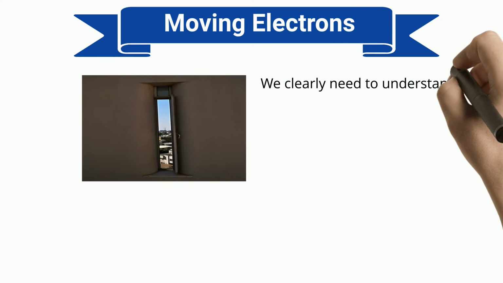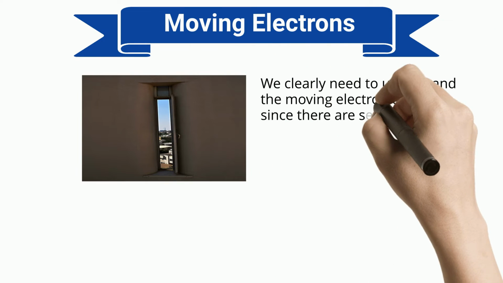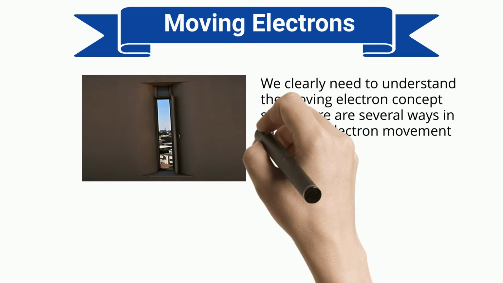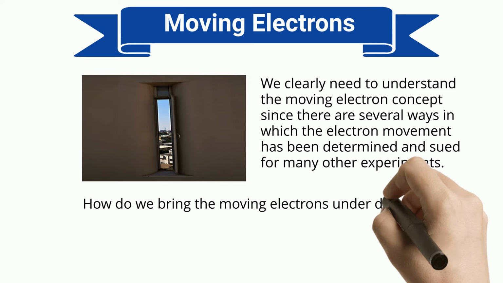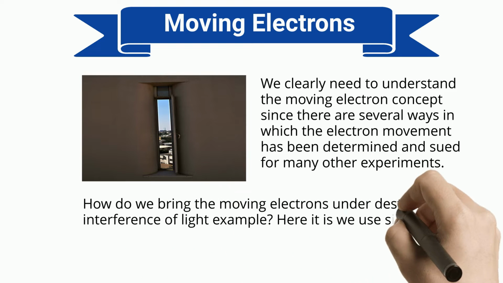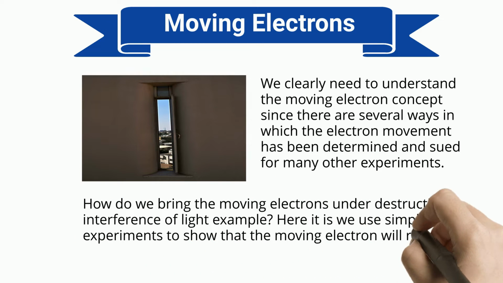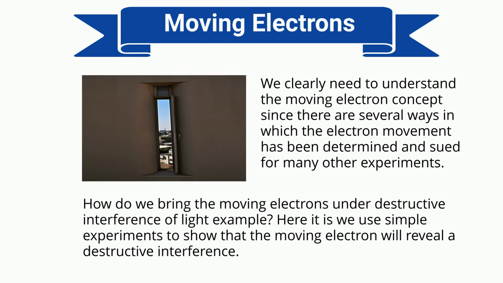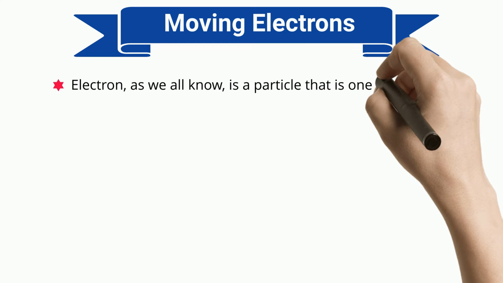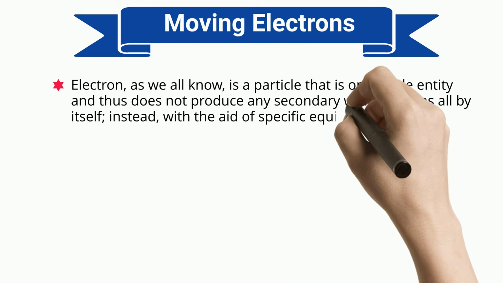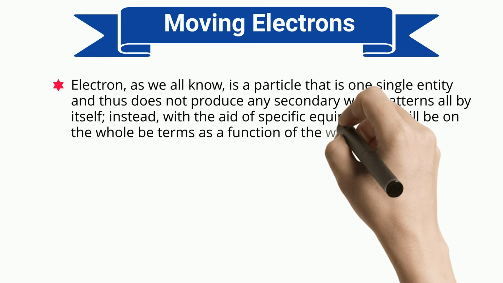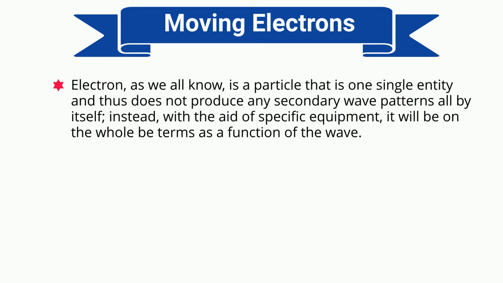Moving electrons. We clearly need to understand the moving electron concept, since there are several ways in which the electron movement has been determined and used for many other experiments. How do we bring the moving electrons under destructive interference of light example? Here it is, we use simple experiments to show that the moving electron will reveal a destructive interference. Electron, as we all know, is a particle that is one single entity and thus does not produce any secondary wave patterns all by itself. Instead, with the aid of specific equipment, it will on the whole be termed as a function of the wave.